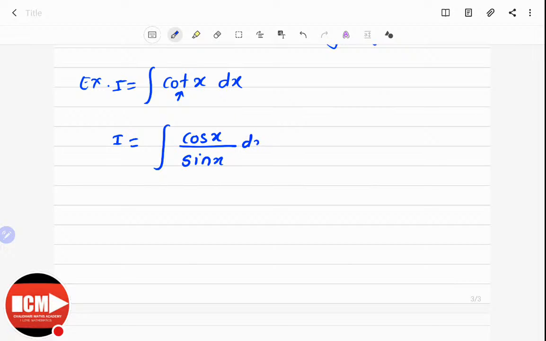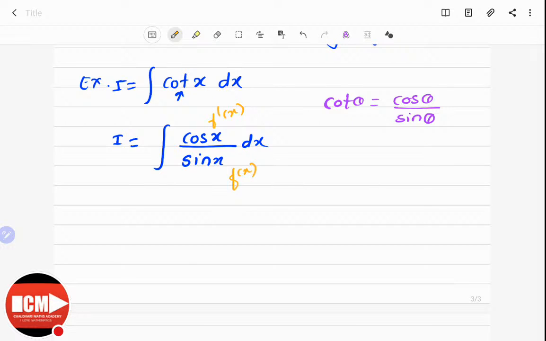We know this simple thing: cot theta is cos theta divided by sin theta. I'm talking about this simple trigonometry. Cot is cos divided by sin. And if you observe it carefully, this is actually our corollary. A function is present in the denominator and its derivative is present in the numerator.